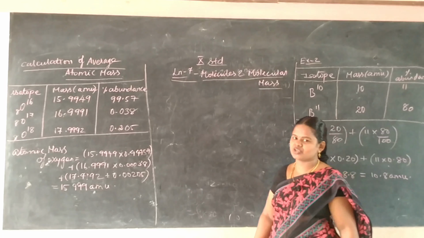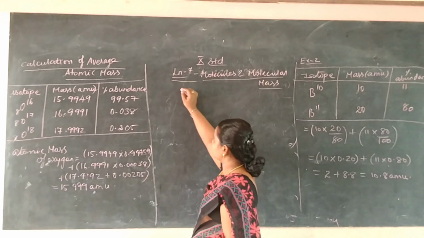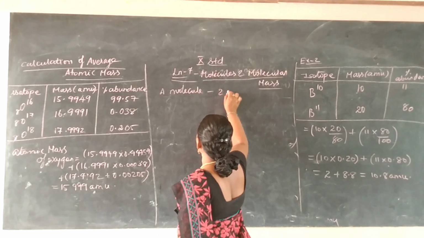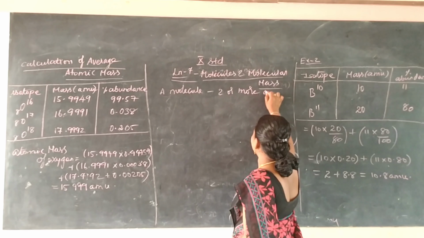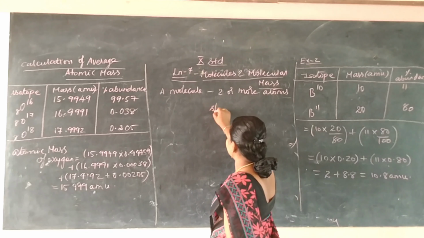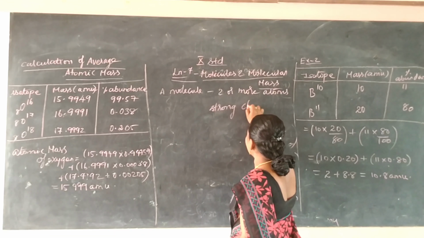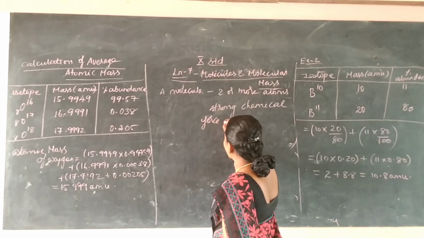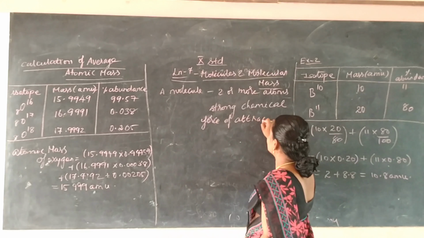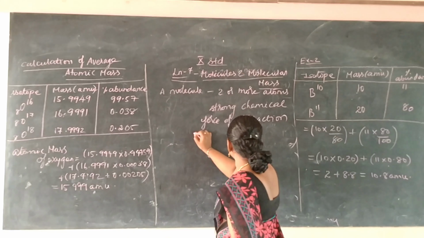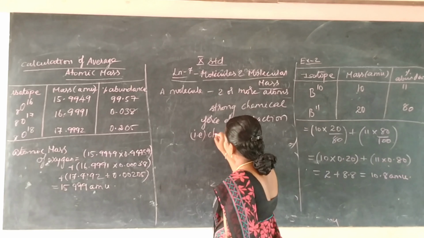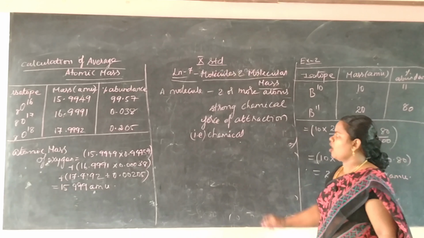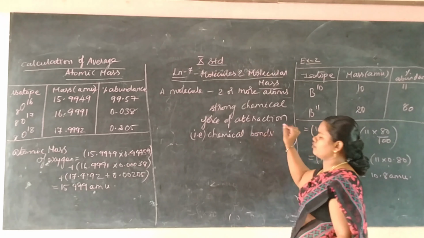A molecule is a combination of two or more atoms joined together by a strong chemical force of attraction, or through a chemical bond. So this is the definition of a molecule.